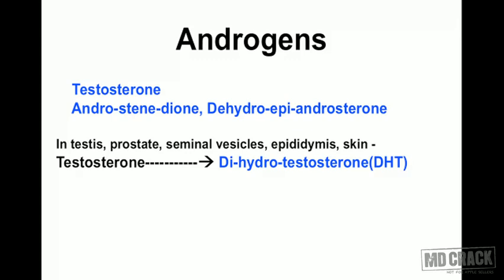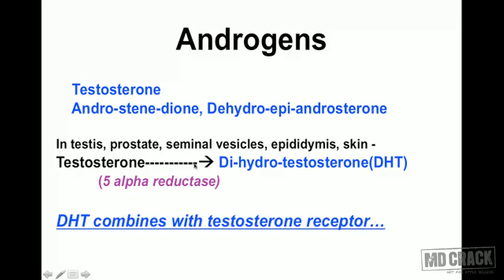Meanwhile, in the testes, prostate, seminal vesicles, epididymis and the skin, testosterone gets converted into dihydrotestosterone. That's called DHT. This is the form of testosterone which combines with the testosterone receptor. The enzyme which catalyzes this reaction is called 5-alpha reductase. So testosterone to DHT, dihydrotestosterone, the enzyme is 5-alpha reductase. Remember this particular step, we are going to explore it while discussing some drugs.